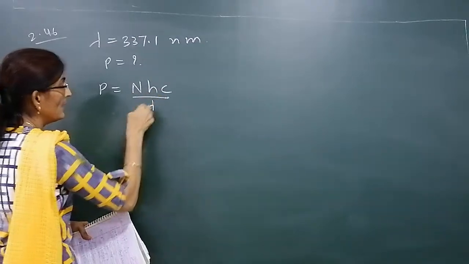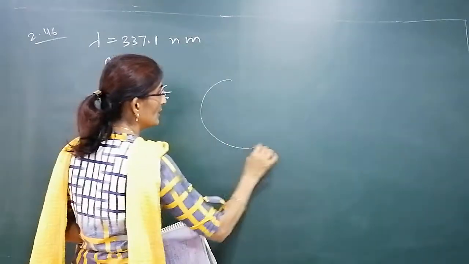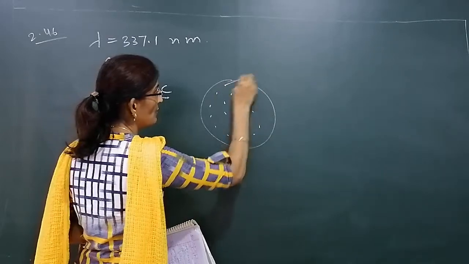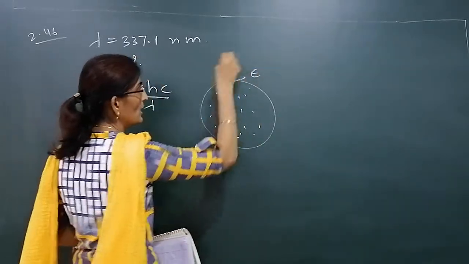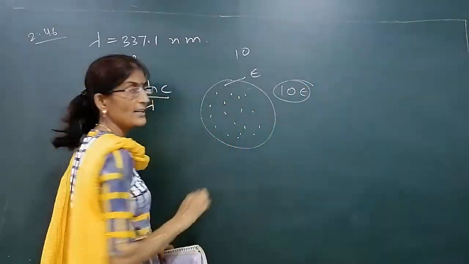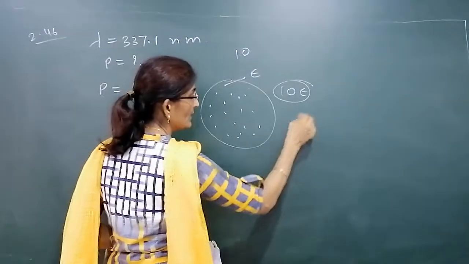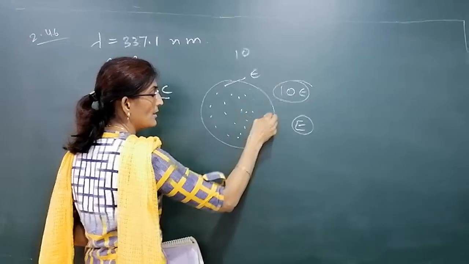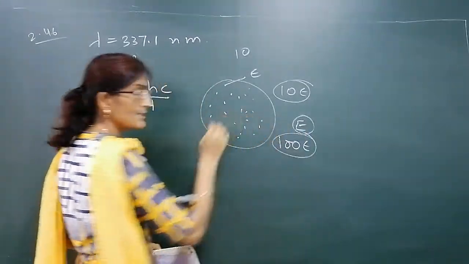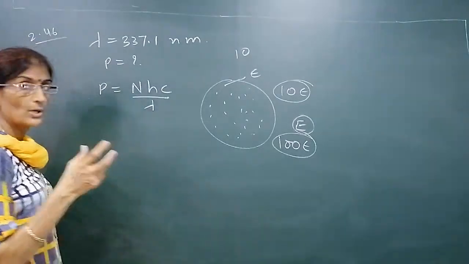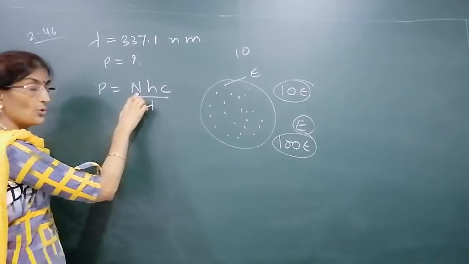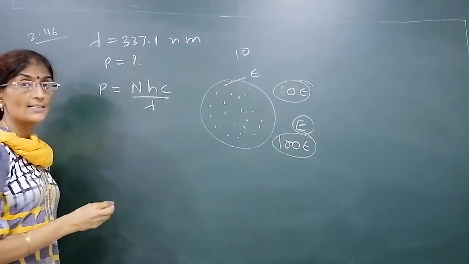P = nhc/lambda. Power means the total energy of the number of photons present in it. Suppose energy of one photon is E and total 10 photons are there, then 10E is the power of this radiation. E is the energy of one photon. Suppose 100 photons are present in it, then 100 times E is the power. What is power? Power is the total energy possessed by the number of photons. So suppose number of photons is n, then total energy is called power.